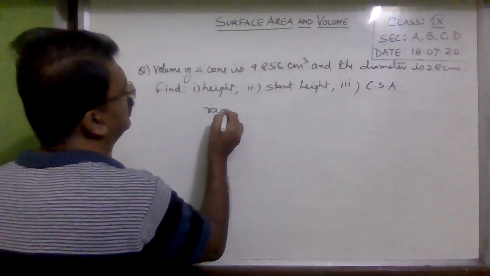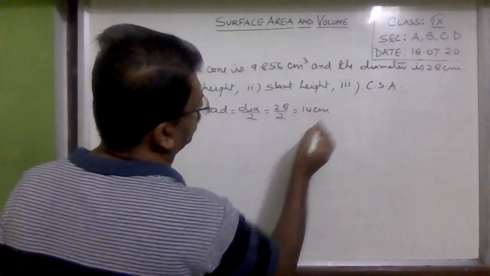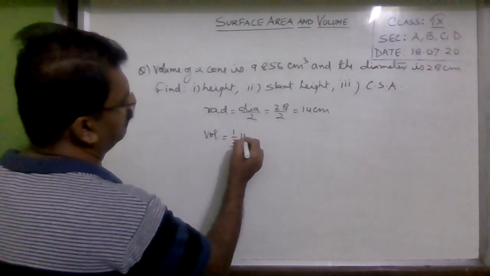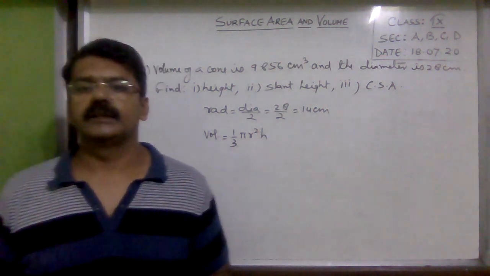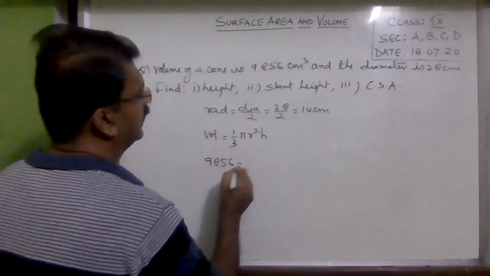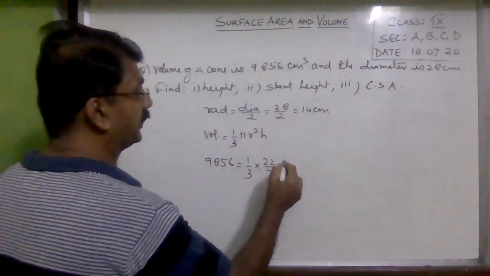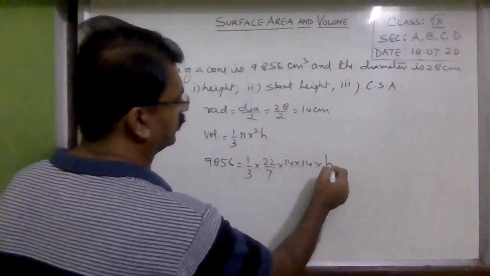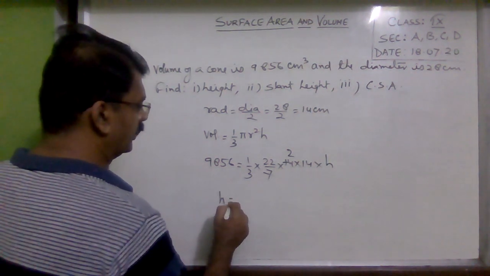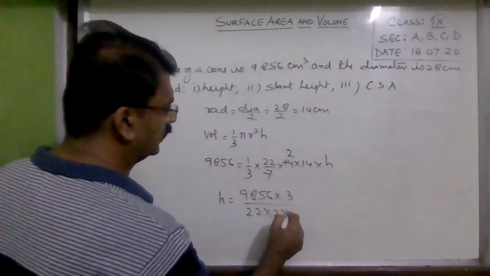So first of all, you know that radius is equal to diameter upon 2. The diameter is given 28 upon 2. So the radius will be 14 centimeters. Okay. Now the volume of a cone is 1 upon 3 pi r square h. The volume is given, 9856 is equal to 1 upon 3, pi is given 22 by 7, r is 14, so 14 into 14. And h we have to find. So first of all you cancel 7 to the 14. So h is equal to 9856 into 3 upon 22 into 2 into 14.